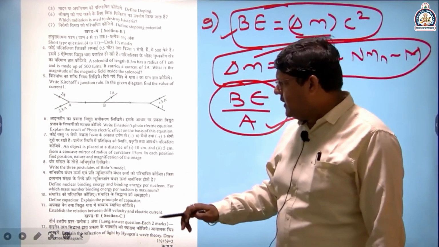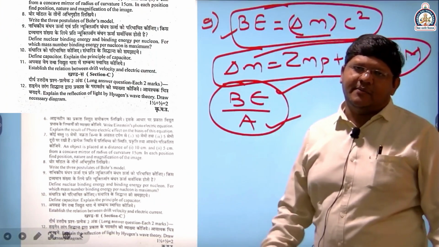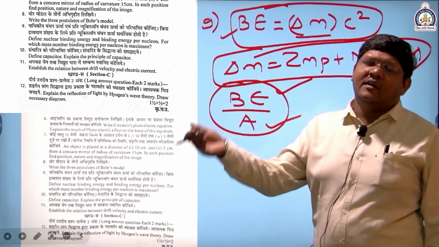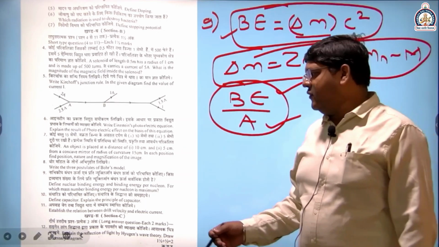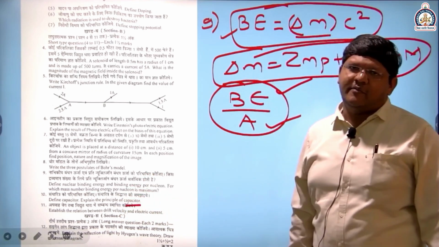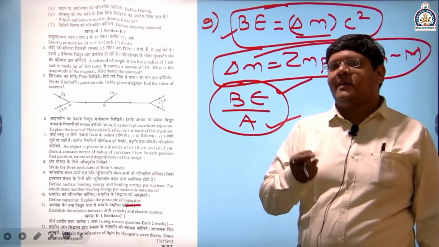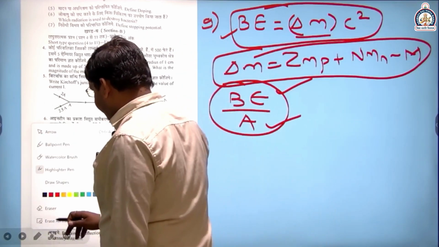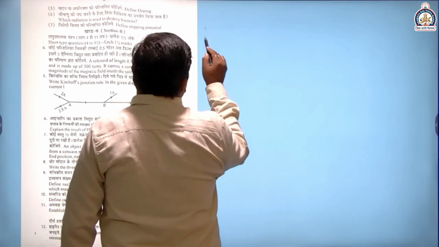Moving to the next question, define capacitor. A capacitor is simply an arrangement of two plates, one positively charged and the other negatively charged, used to store charge. And explain the principle of a capacitor. The principle of a capacitor is electrostatic induction. How is a capacitor formed? We can simply understand this in this question.